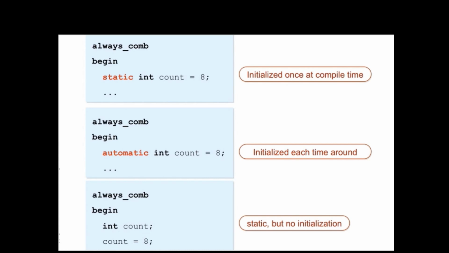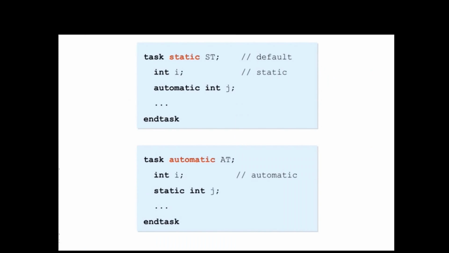All right, fine. So that's the variable static, but there are also static and automatic tasks. If you have a static task, which again is the default, then any variables in the task itself are also going to be static. So i, in this case, is going to be a static variable.